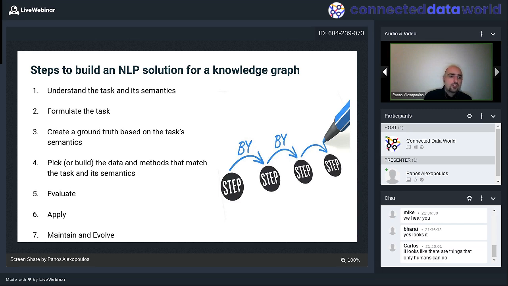So the fourth step is about picking or building, of course, the data and methods that match the task and semantics, right? If you want more data. And of course, you need to evaluate.